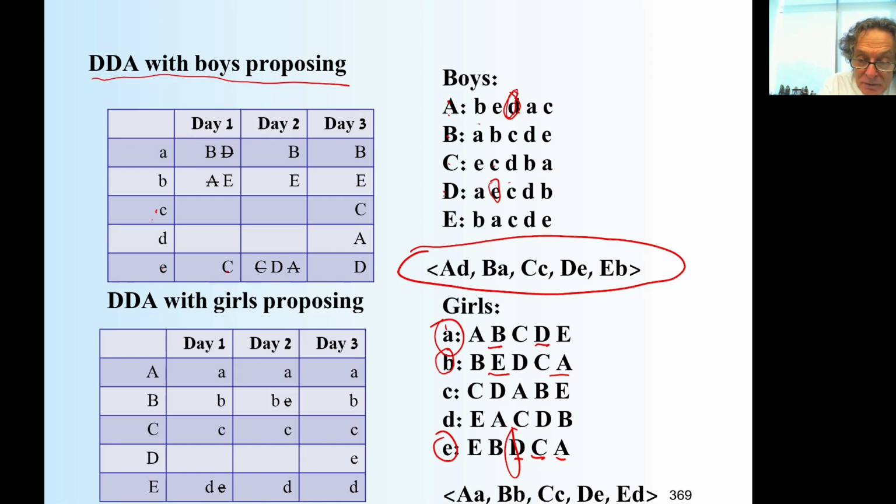B got A, quite good. C got C, not bad. D got E, not bad. And E got B, quite good. What about the boys? These are the boys.